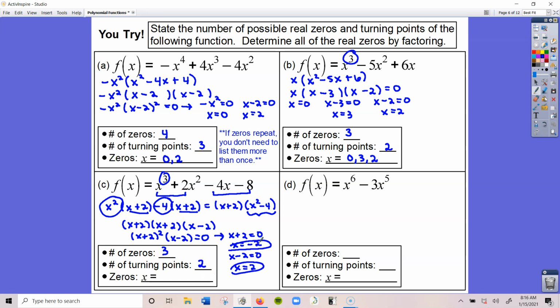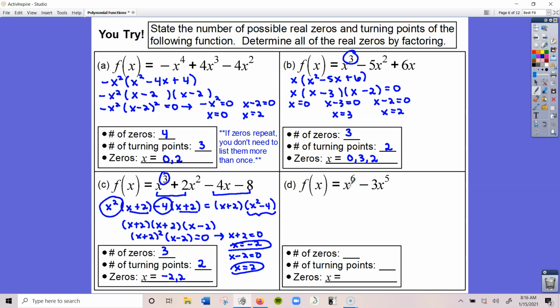And my actual zeros are negative 2 and 2, which still gives me 3 because at x is equal to negative 2, which is this factor here, x plus 2, since it's squared, that means that x is equal to negative 2 repeats twice, giving me a total of 3 zeros.